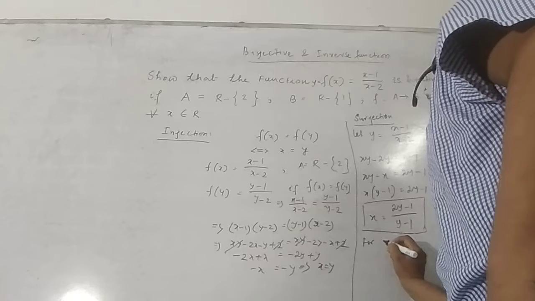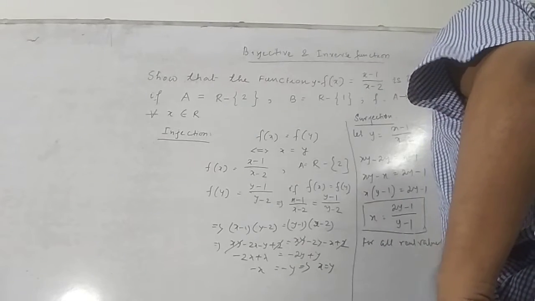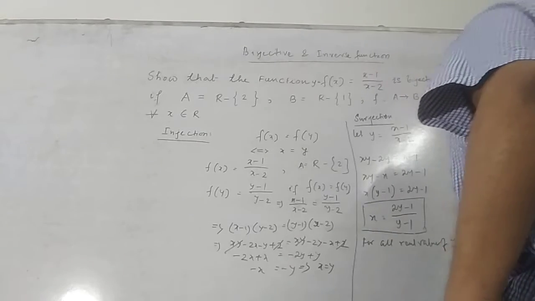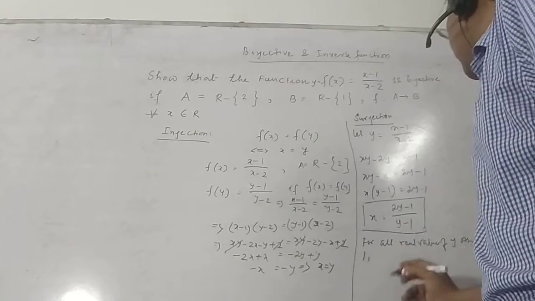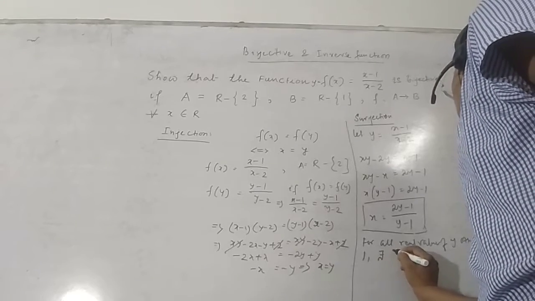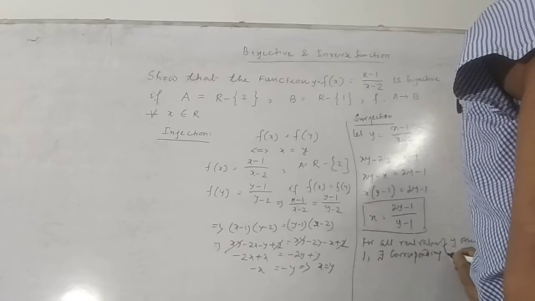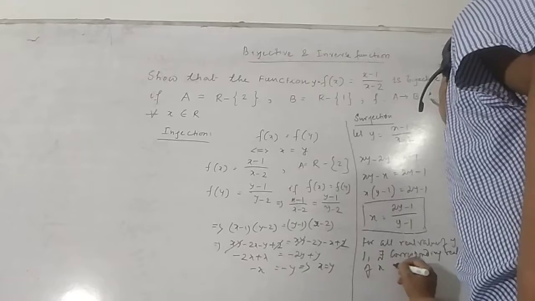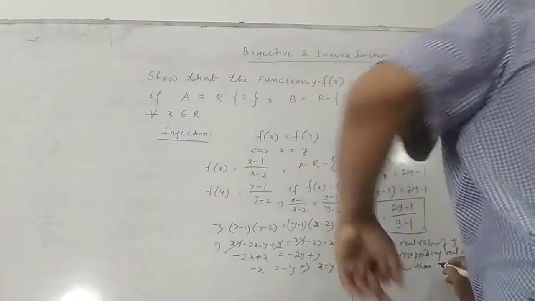write over here, for all real values of y other than 1, there exists a corresponding real value of x other than, following that condition 2.